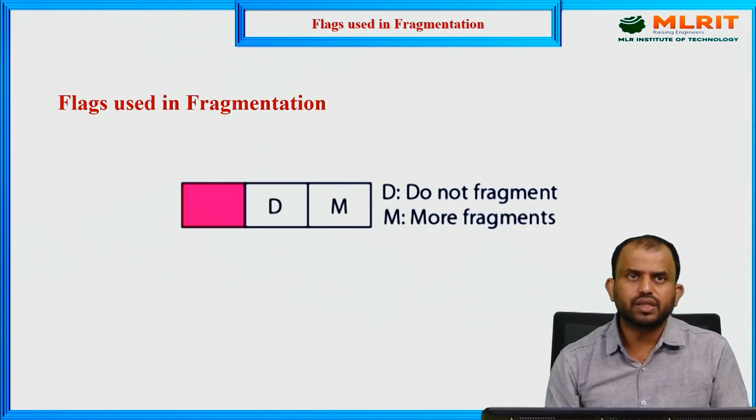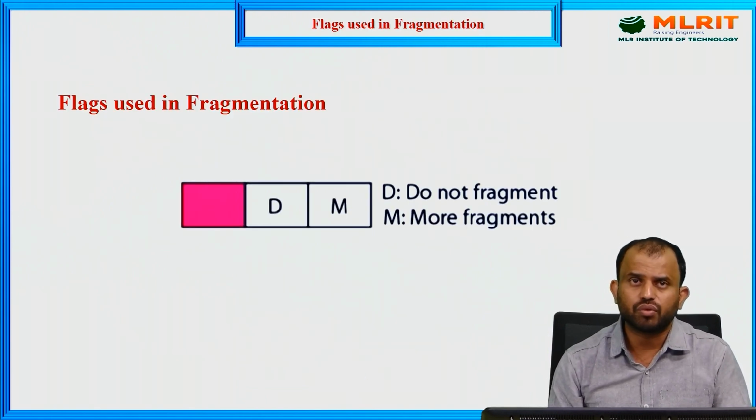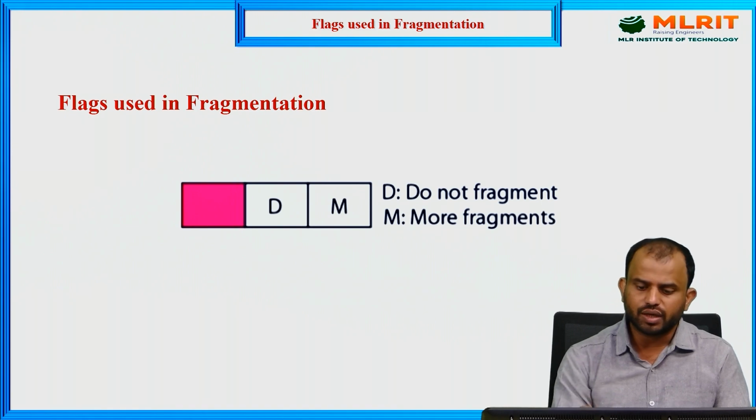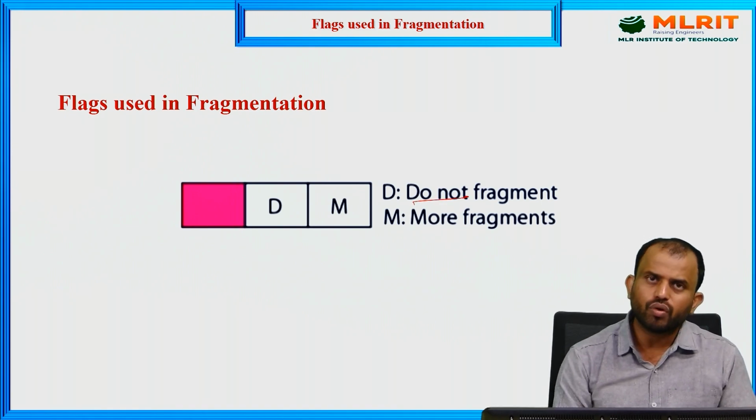And when you see this, we mentioned the flags we are using. But what are the types of flags we are using? That is do not fragment or else more fragment. In some scenarios, we don't require the fragmentation.